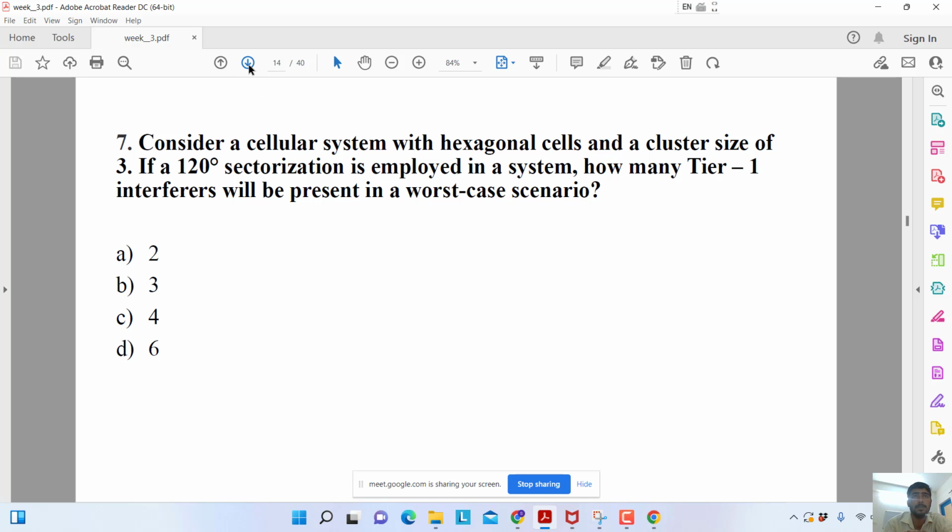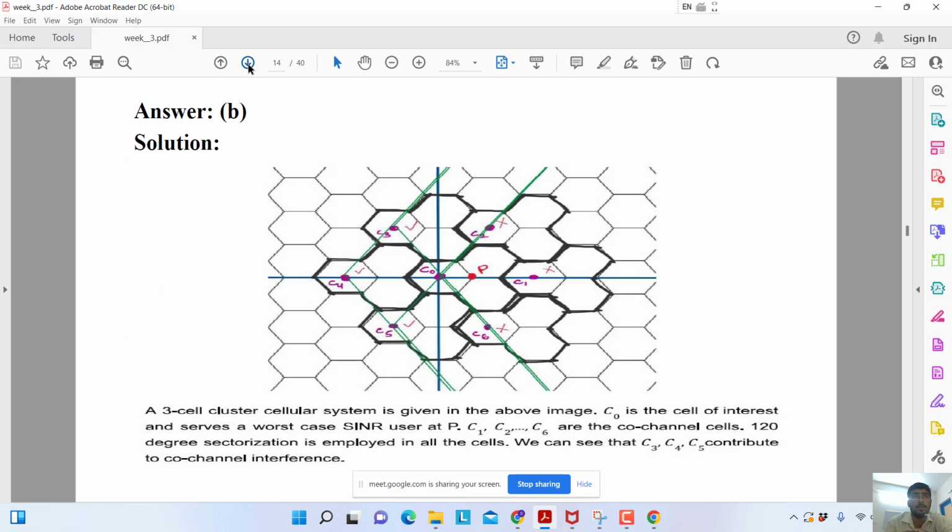Okay, now we'll see the solution of this question. We have a cluster of three cells. So we make the cluster. This is cluster number 1, 2, 3, 4, 5, 6. These represent the tier 1 representation. Suppose our user is present somewhere there. If we do not use the 120 degree sectorization, then all these neighboring clusters will interfere with us.